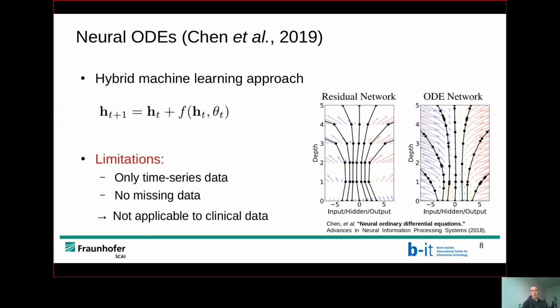And then again, they can't deal with missing data. So both of these limitations are pretty severe when we talk about clinical data, because we most often have a lot of missing data. And also we are interested in the effect that, for example, biological sex or genetic markers, which are also static, have on the trajectories of certain biomarkers.